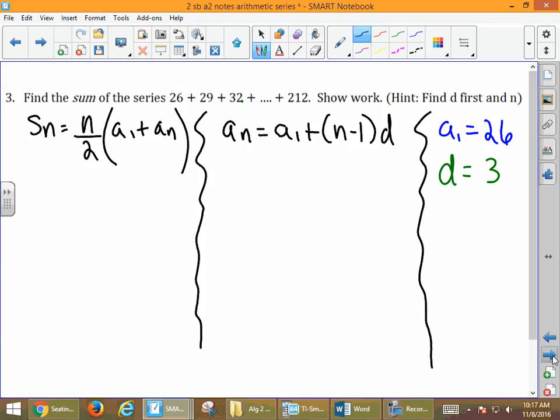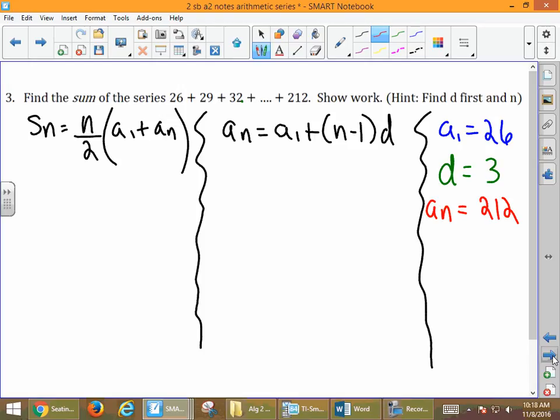We do happen to know one more piece of information. Hayden? It's actually going to be that a sub n is 212. We don't know what n is. But now that we've got that information, we can find n.